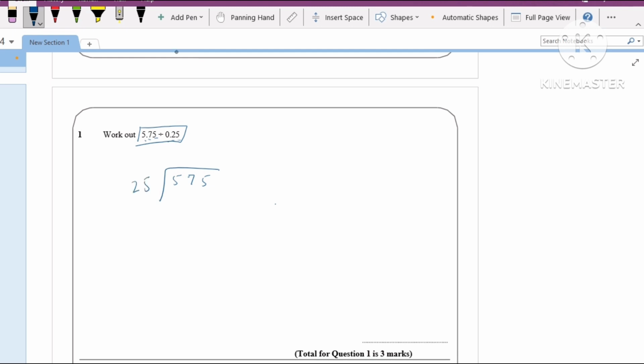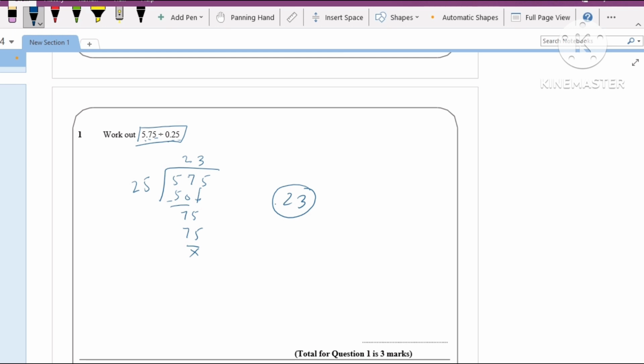5 can't be divided by 25, so we make 57. 25 times 2 is 50, 25 times 3 is 75, that is greater than 57, so we can't move for that. So 25 times 2 is 50, so we take 50 from 57, it will be 7. Now we bring 5 here to make 75, so count the table of 25. 25 times 3 is 75, so your answer is 23. So this is for this question, because there are an equal number of digits after the points in both numbers.